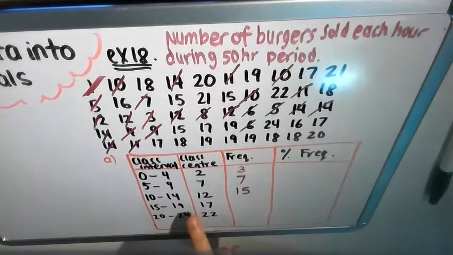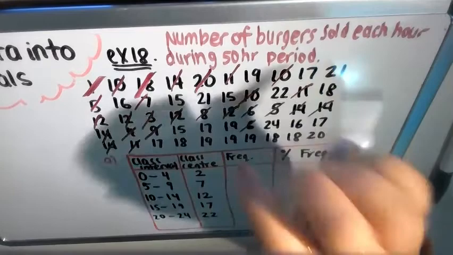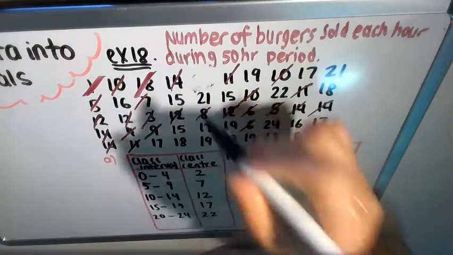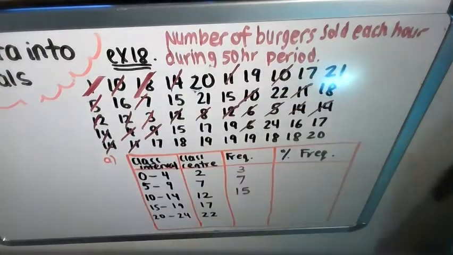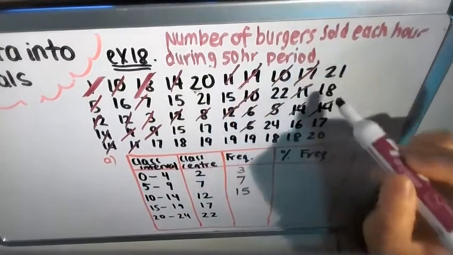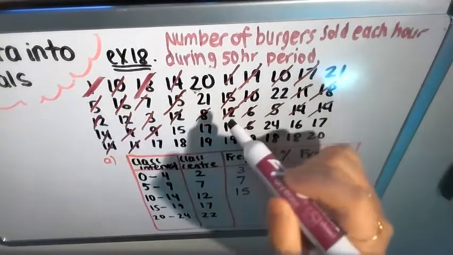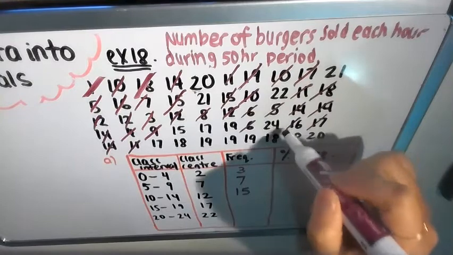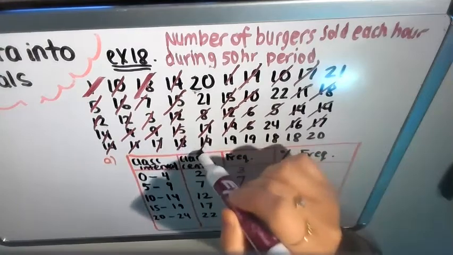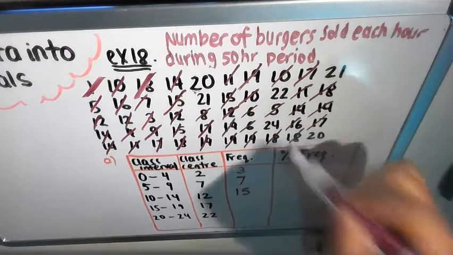How many numbers lie between 15 and 19? 1, 2. Whoops. Nope. That does not lie between 15 and 19. That's my bad. Let's start that again. So 1, 2, 3, 4, 5, 6, 7, 8, 9, 10, 11, 12, 13, 14, 15, 16, 17, 18, 19.